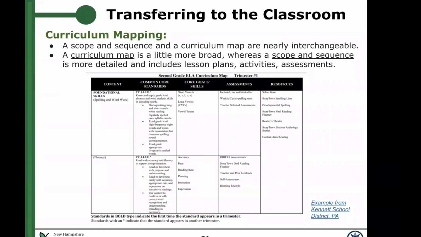Curriculum mapping and scope and sequencing are pretty similar and are often interchanged. So a curriculum map may be a little more broad, whereas the scope and sequence gets into more detail and may include lesson plans, activities, and assessments in them.